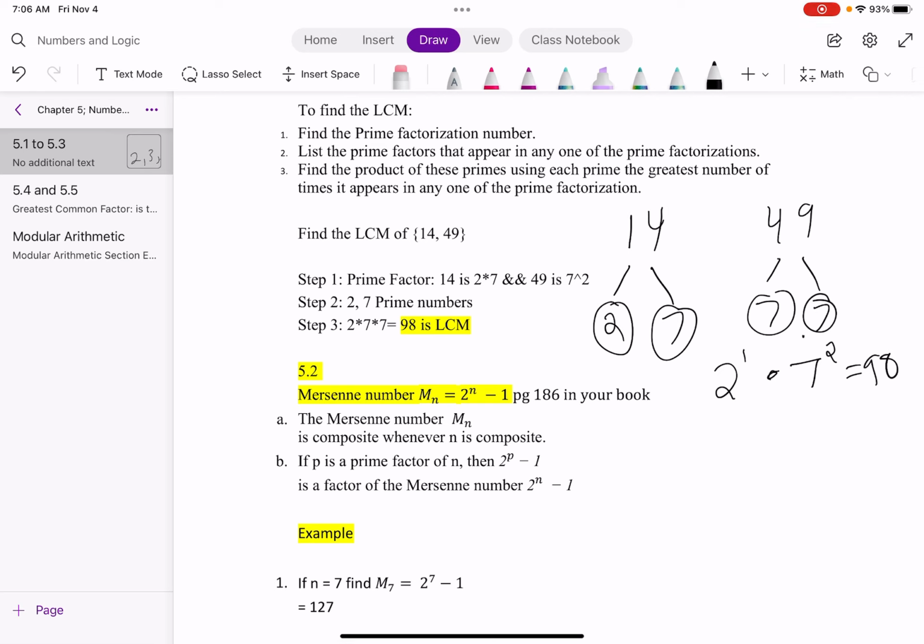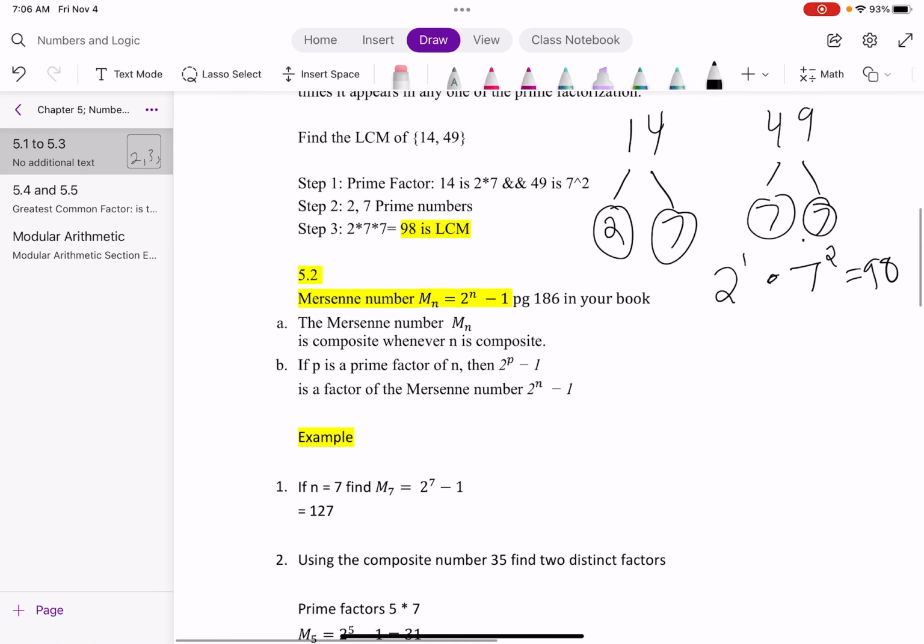5.2 goes into understanding the Mersenne number. All the Mersenne numbers are a unique pattern where you use this formula to find another number. If you use this formula to find that number, it is called a Mersenne number. In Mersenne, if n is composite, then my Mersenne number will also be composite. If n is prime, then my Mersenne number will be prime.